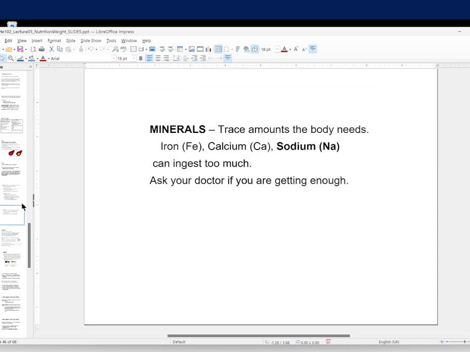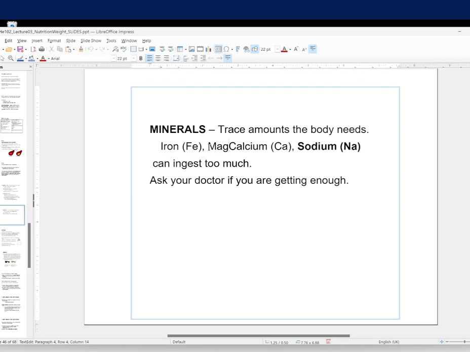So follow the directions. Okay, minerals are trace amounts, and as long as you eat a balanced meal, you don't need to worry about these. If you have a certain medical condition, then iron, calcium, magnesium may cause things. But then how would you know that? You would talk to your doctor.